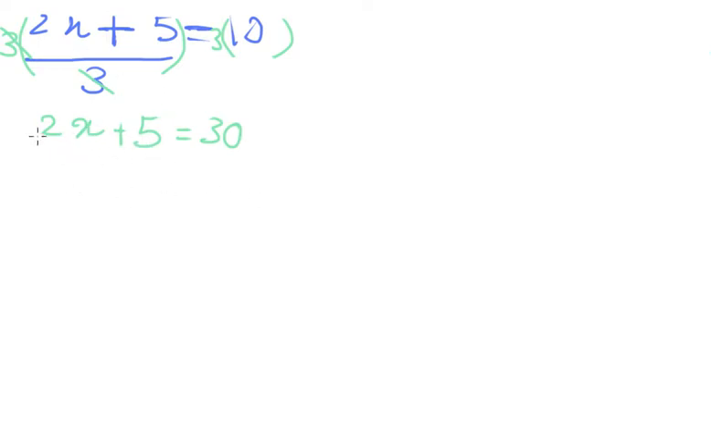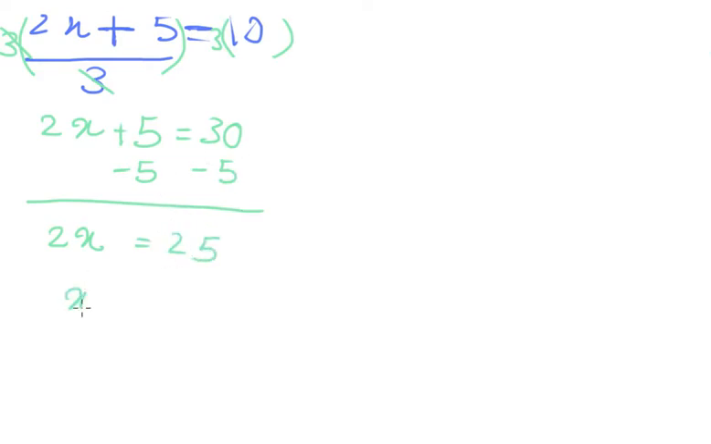So now the other thing that I have to do is to take 5 from this side and then take 5 from this side. So it will give me 2x plus 0. I'm not going to write it anymore. It will give me 25.